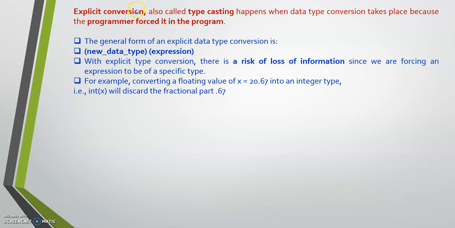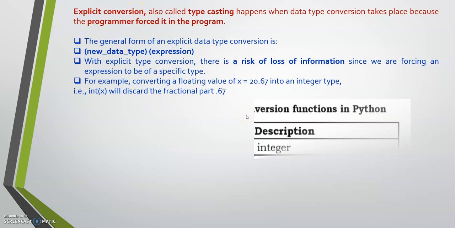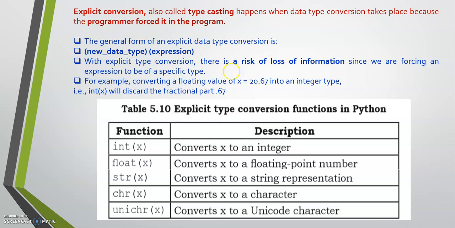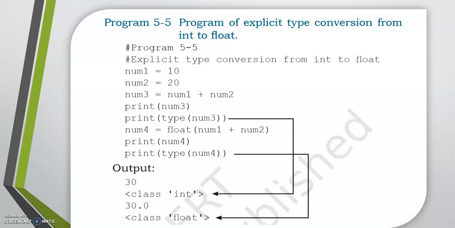And in explicit conversion, there is often a risk of loss of information, because when we are converting, for example, a floating value of x, which is equal to 20.67, into an integer type value, 0.67 is going to be eliminated, because a floating value always has a decimal point, but an integer value only has whole numbers. So the ending part of 0.67 will be eliminated. That means there is a risk of loss of information in explicit conversion. Now let's look at an example that will make you understand better.